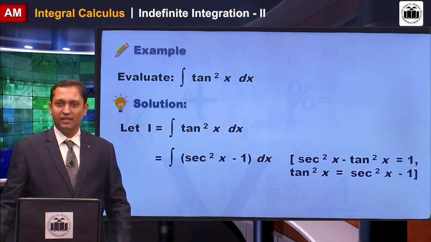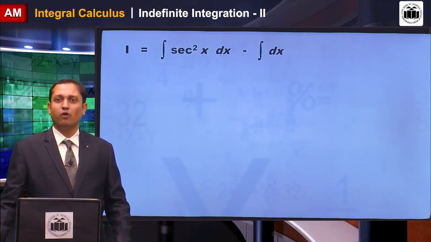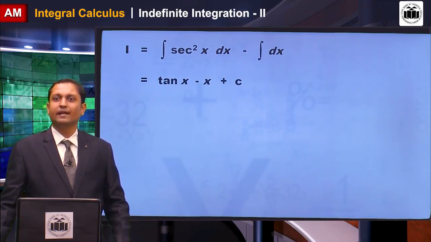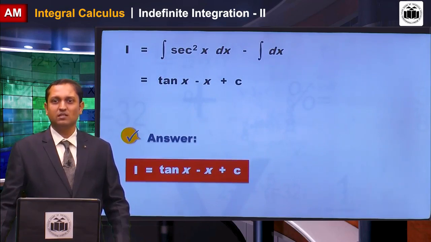So we get two different integrals, integral sec square x dx minus integral dx, and now you can see we apply the formula for integration. We know that integral of sec square is tan x and we know that integral dx is x. So integral sec square x dx gives tan x, and integral dx gives x. So we get the final answer as tan x minus x plus c.